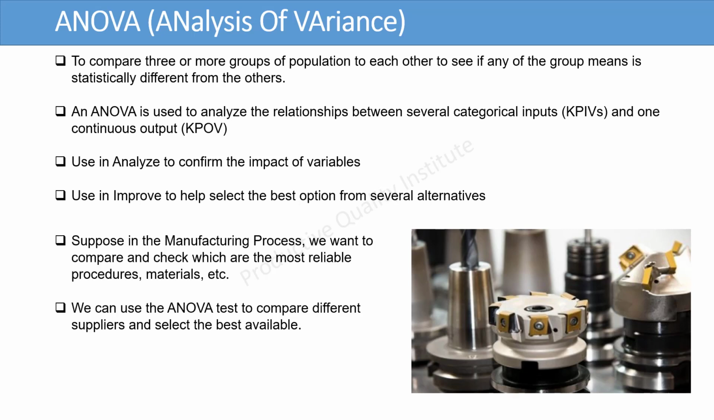Suppose in the manufacturing process, we want to compare and check which are the most reliable procedures, materials, etc. We can use the ANOVA test to compare different suppliers and select the best available.